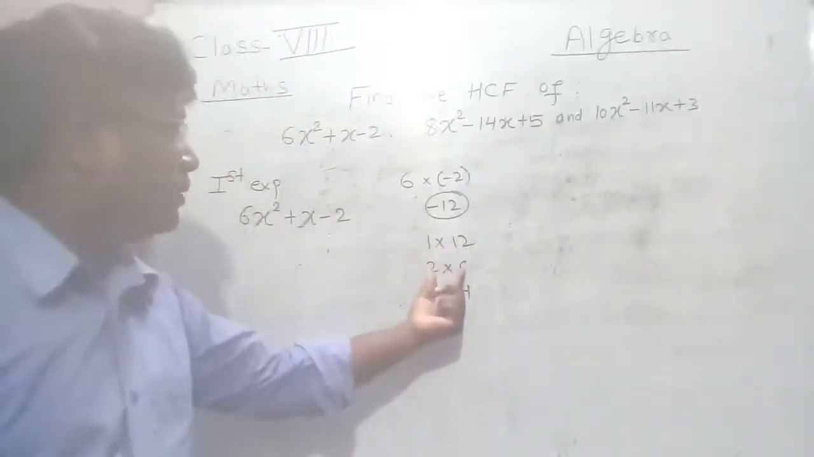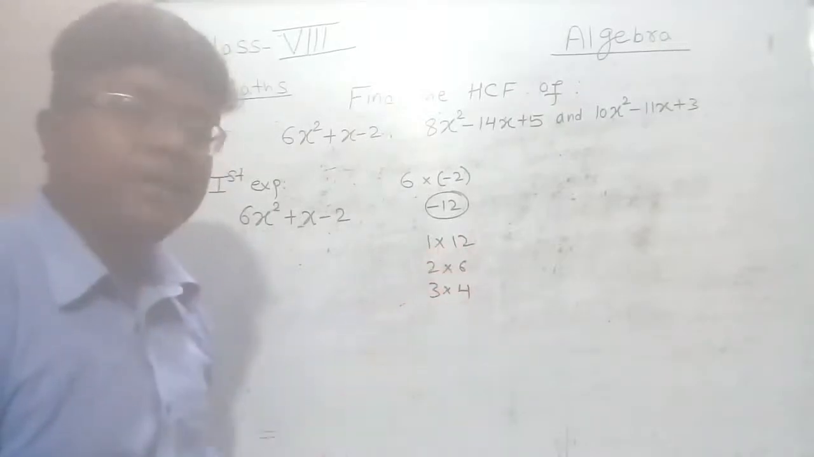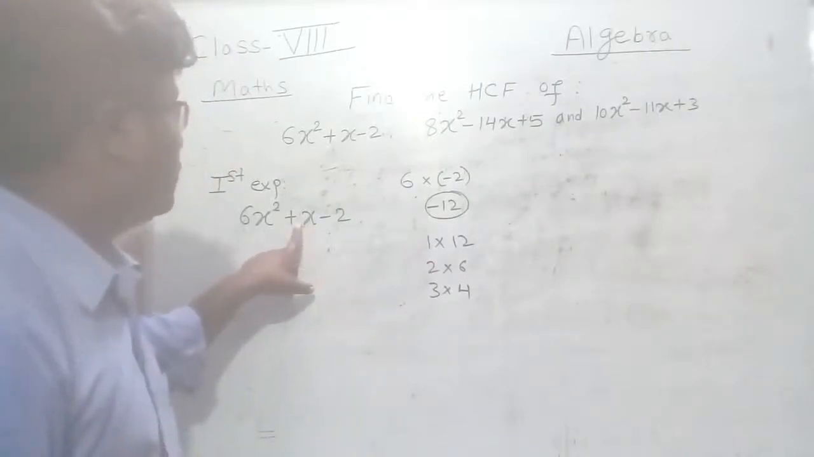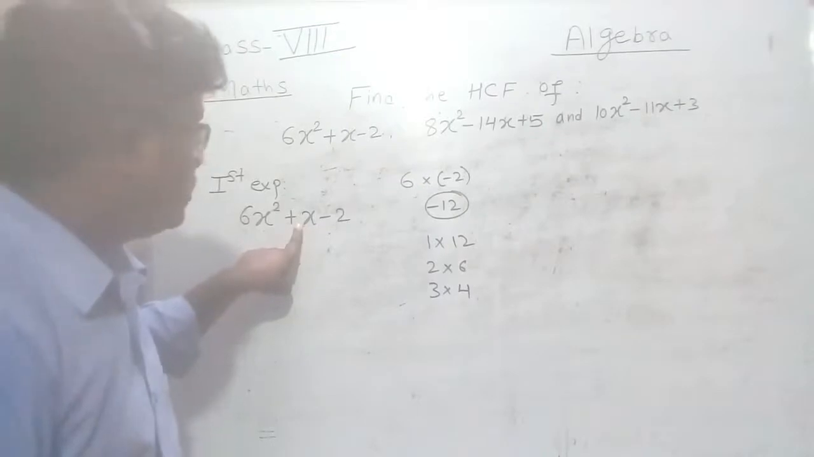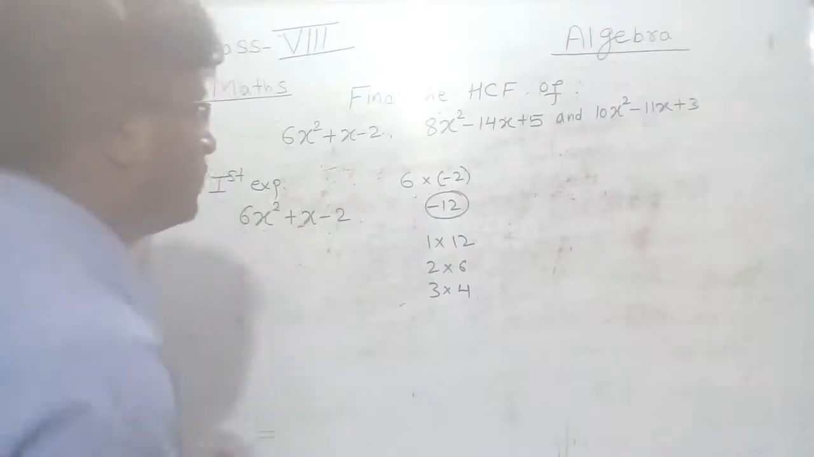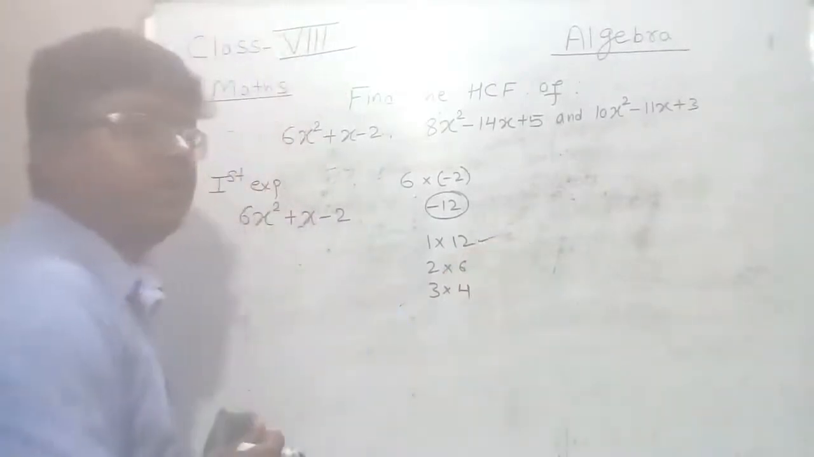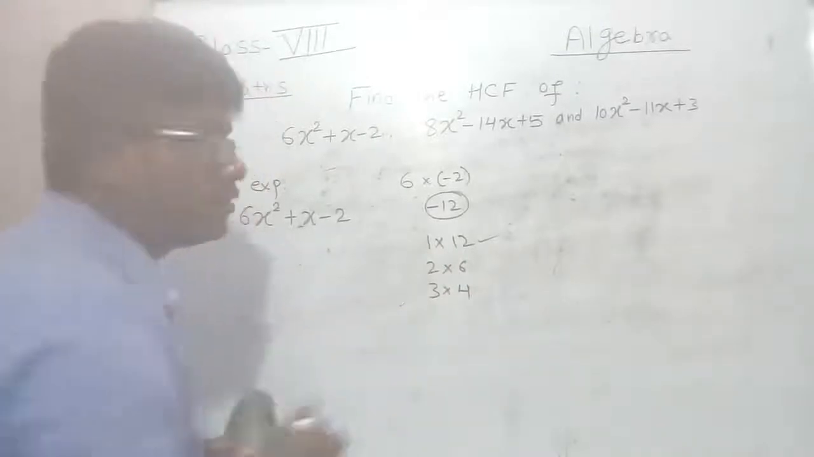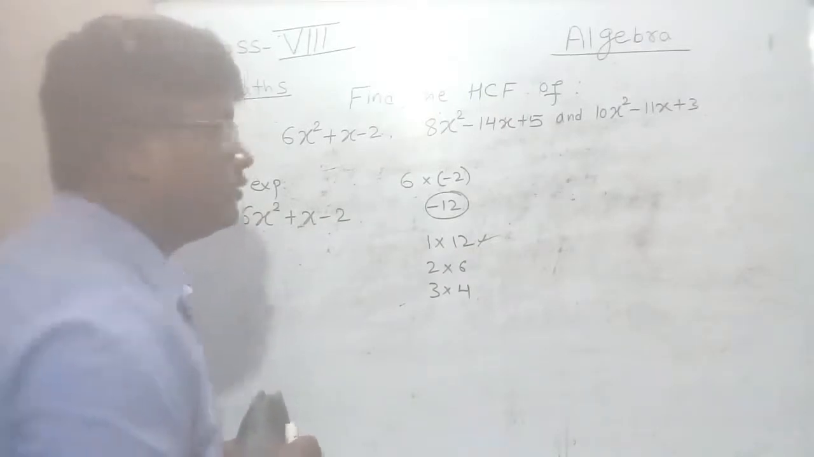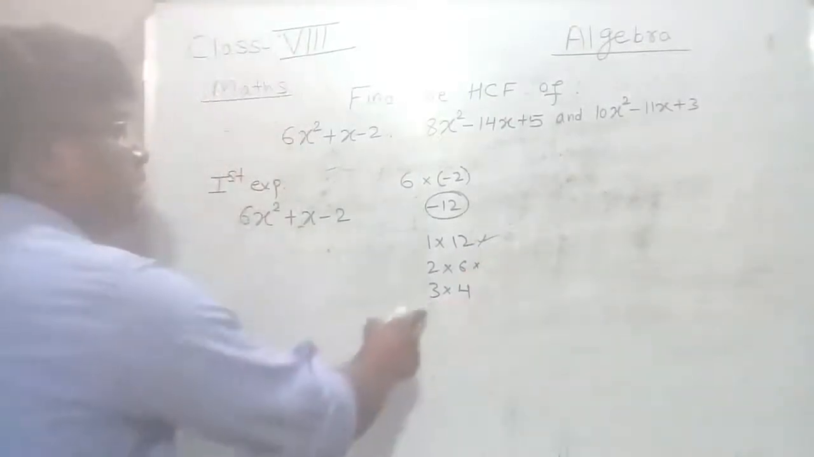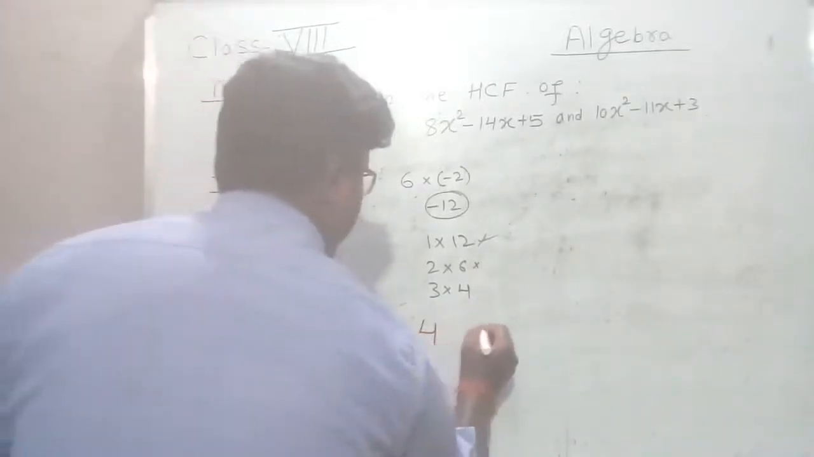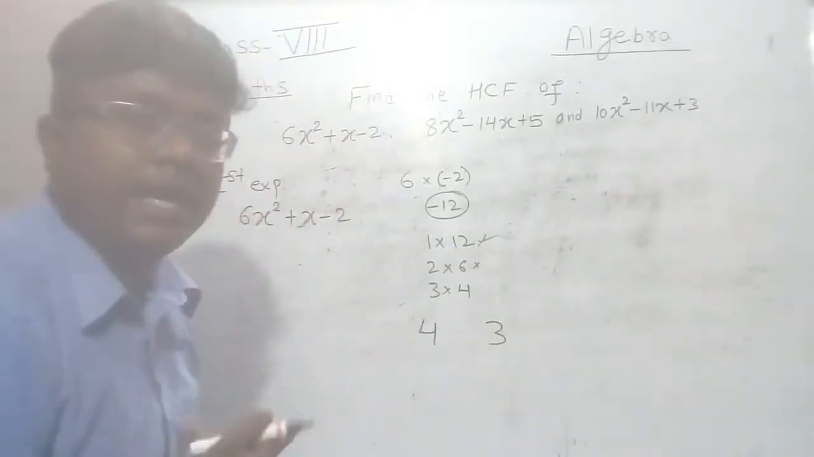Now from these pairs of numbers, we have to find the pair whose sum or difference is the coefficient of x, which is 1. For 1 and 12, the sum is 13 and the difference is 11, so it will not work. For 2 and 6, the sum is 8 and the difference is 4, so it will also not work. But for 3 and 4, the sum is 7 but the difference is 1, so our numbers are 4 and 3. Now we have to give them signs.